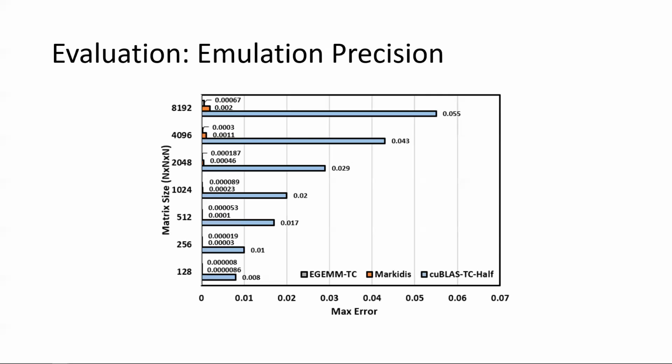Okay, so now let's talk about the final result. On the emulation precision, we compare with 2 baselines. One is the mark-disk method that we have mentioned earlier. Another one is the cuBLAS kernel on Tensor cores with half precision. We see that from small matrices of around 100 to large matrices of around 8,000, we can significantly reduce the emulation error.